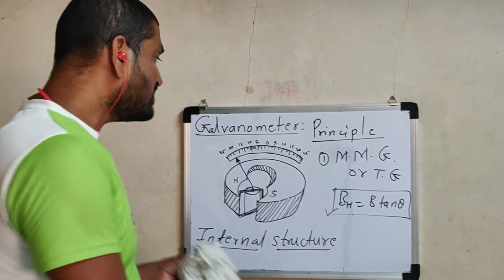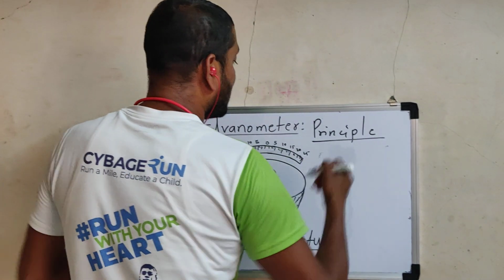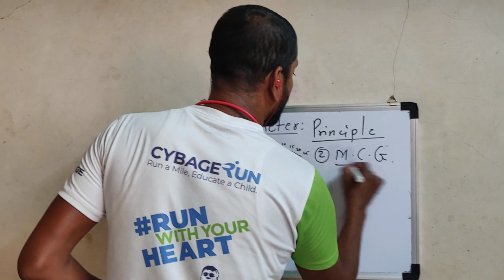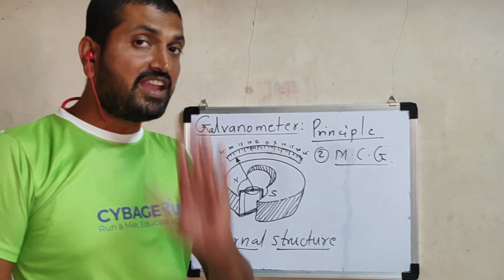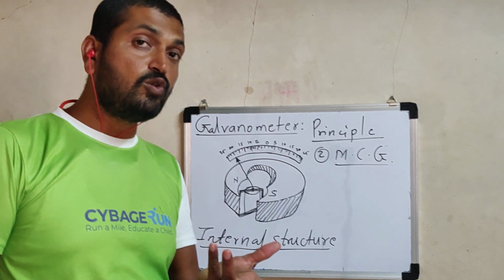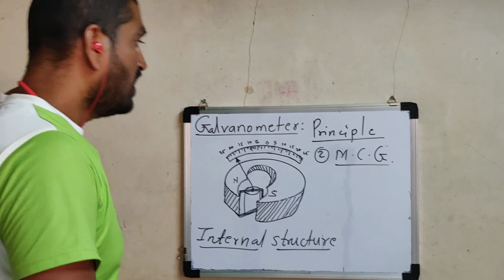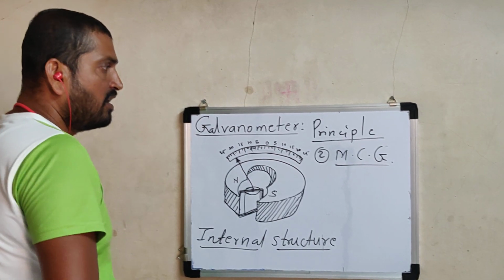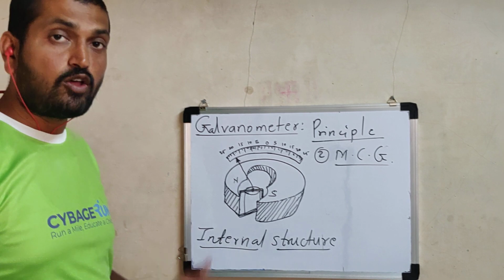In our syllabus, only the second type of galvanometer is mentioned, and it is called MCG. What do you mean by MCG? Moving coil galvanometer. Such a galvanometer in which the magnet is fixed but the coil is free to move or rotate, and hence it is called a moving coil galvanometer. Now its internal structure or construction is shown in this figure. A moving coil galvanometer in construction consists of a horseshoe magnet or U-shaped magnet.